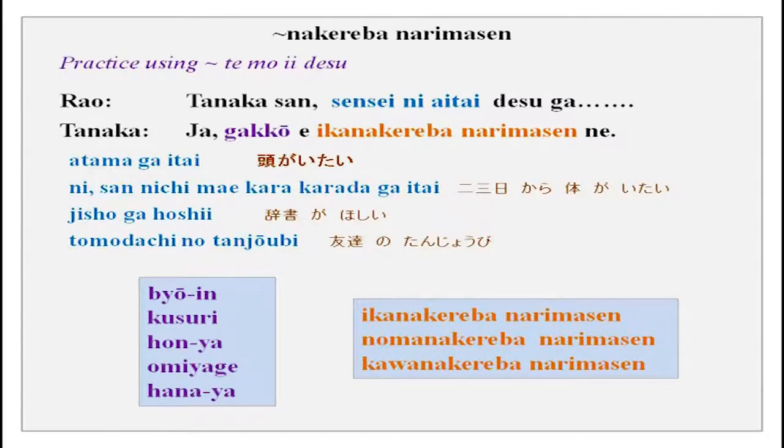So in this manner, you can practice all that is given over here and use nakereba narimasen with whichever verb you want to use. There is a lot of vocabulary here: byouin, kusuri, honya, omiyage, hanaya. So you can do all this and practice with your partner. Once again, I'd like to tell you that please practice loudly.